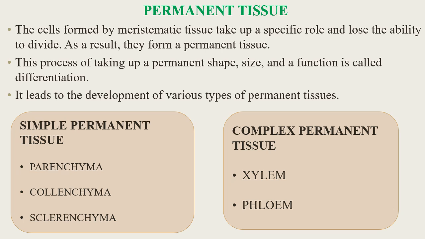Simple permanent tissue is divided into three types: Parenchyma, Collenchyma and Sclerenchyma. Complex permanent tissue is of two types, Xylem and Phloem.